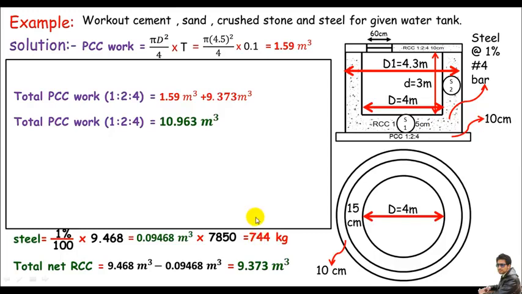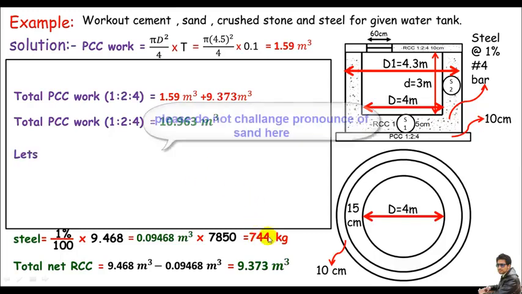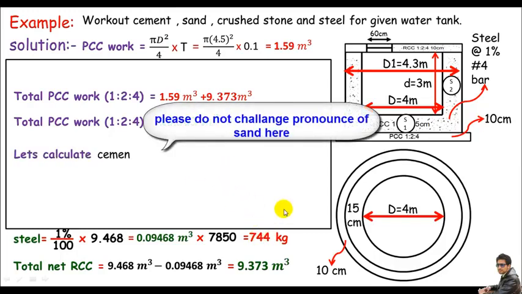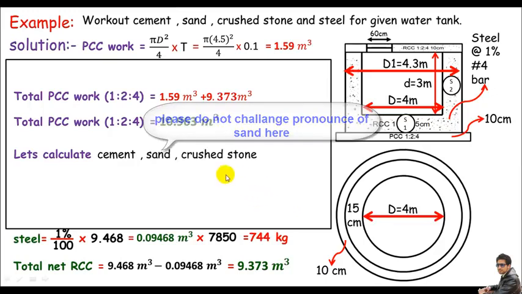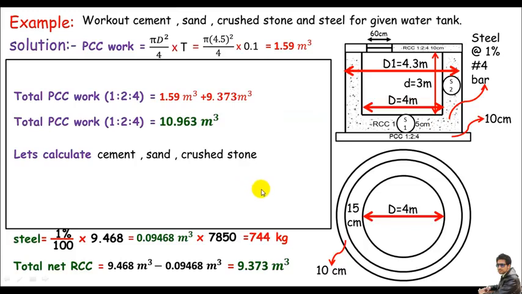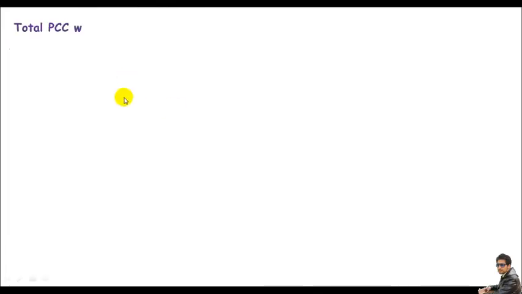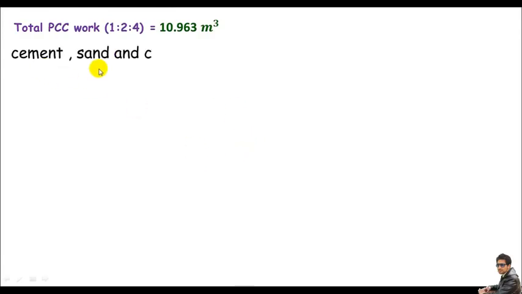And now let's calculate cement, sand and crush stone from this PCC work. Alright, I'll start a new page because I don't have much room on this page. So the total PCC work equals 10.963 cubic meter. And my approach is cement, sand and of course crush stone.